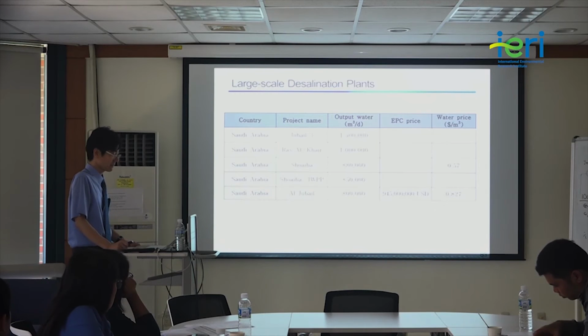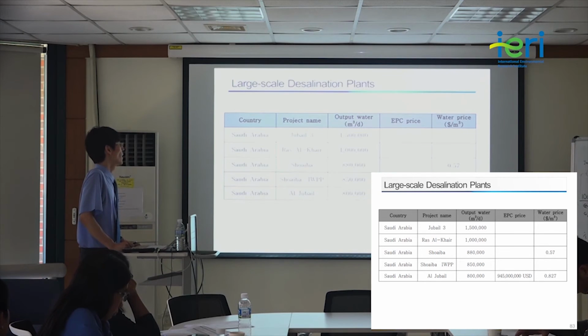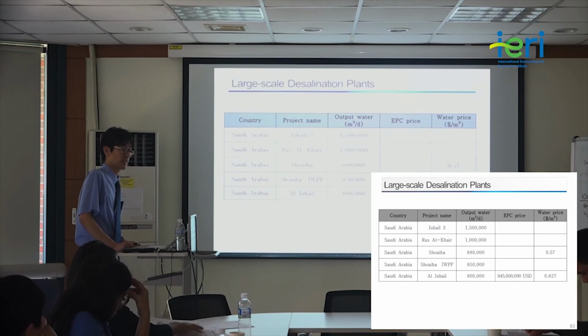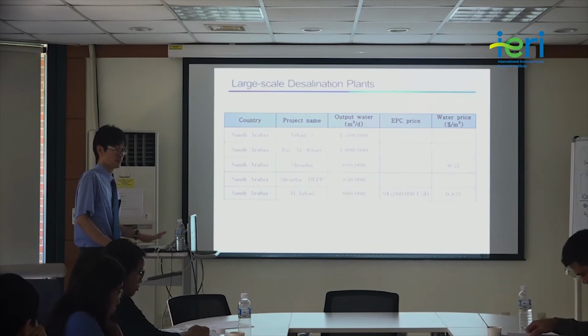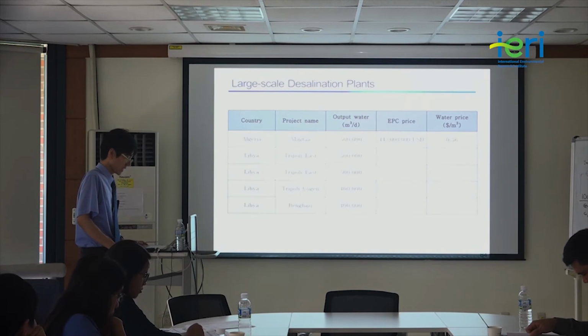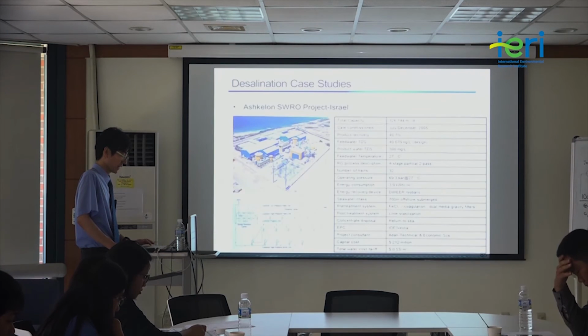Saudi Arabia is planning to have a larger desalination plant in Jubail, and their size will be more than 1.5 million cubic meters per day. And in fact, Saudi Arabia is one of the leading countries constructing seawater desalination, so their projects will go on in this country. In North African countries like Libya and Algeria, they also have seawater desalination plants.